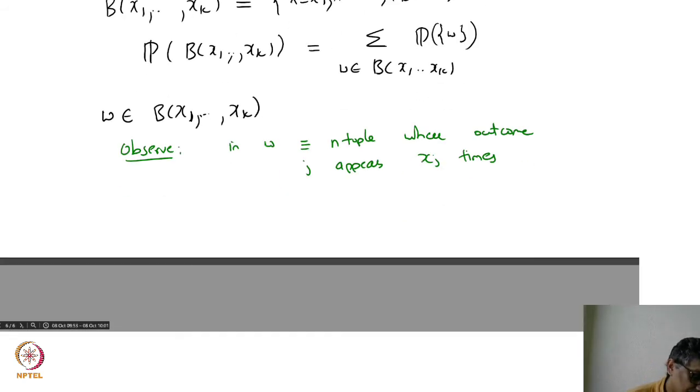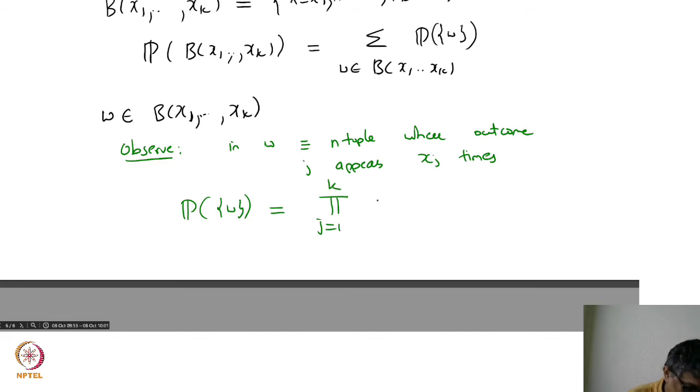So now, if you want to compute the probability of omega, they're all independent trials, and you know outcome j appears xj times, and outcome j comes with probability pj. So this is just going to be the product over j equal to 1 to k of pj to the power xj, because pj is the probability of outcome j.